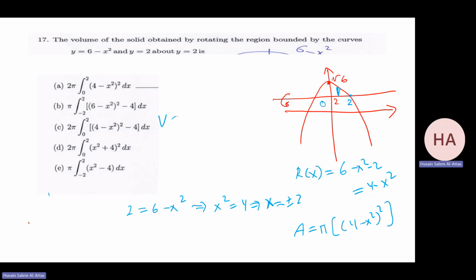So the volume will be pi, minus 2 to 2. Yeah, I need all of it. I need all of this from minus 2 to 2. This is minus 2 to 2, not from 0, sorry. Yeah, because I need the full region. Yeah, I want all of this region. Okay.